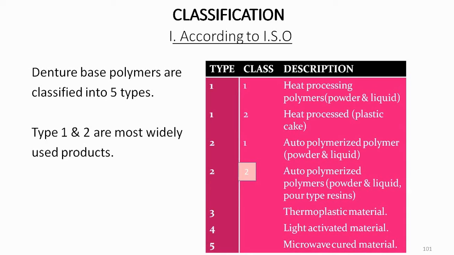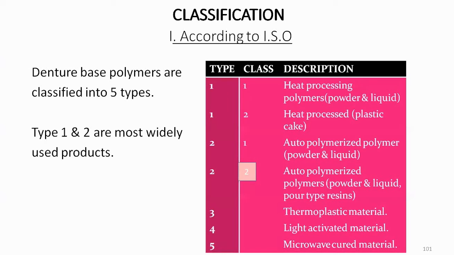Another type is type 3. It does not have a class. Type 3 is thermoplastic material. Thermoplastic material means when heat is applied to it, it becomes plastic, it becomes soft. Type 4 is light activated material, and type 5 is microwave cured material. See the difference between types 1, 2, 3, 4 and 5.